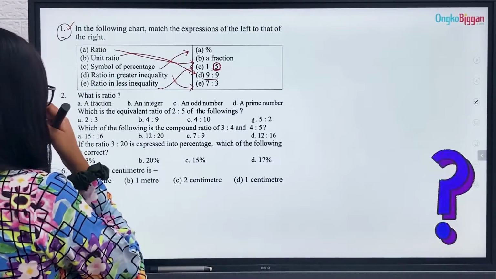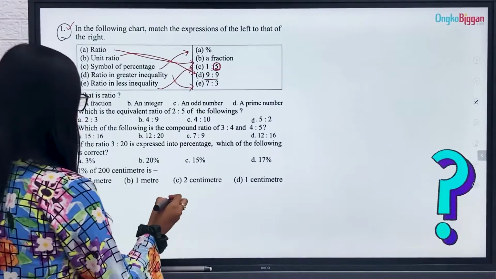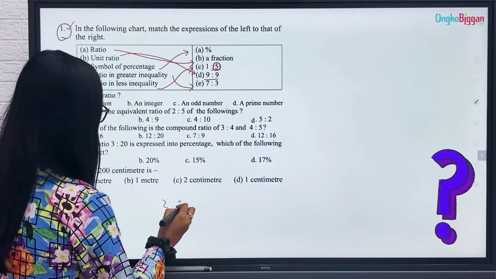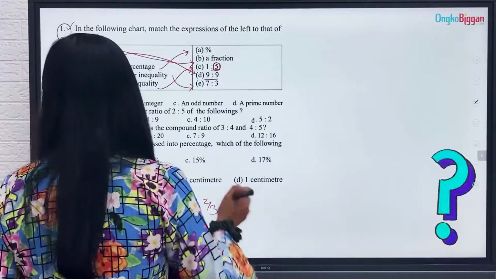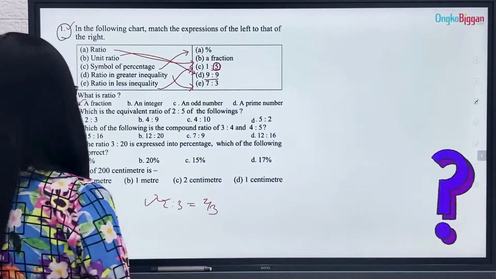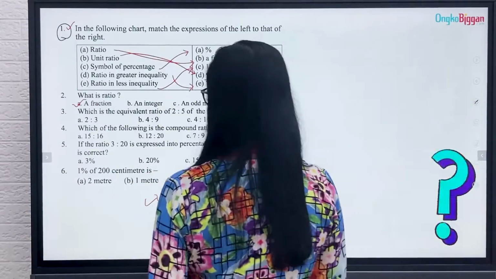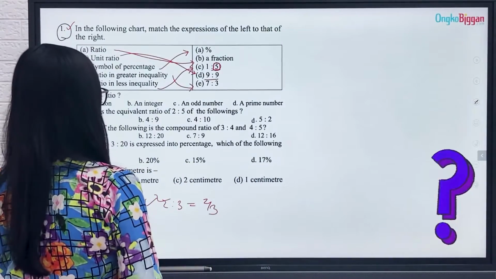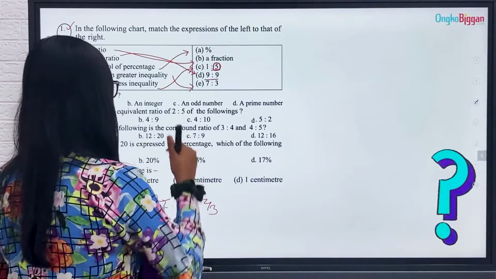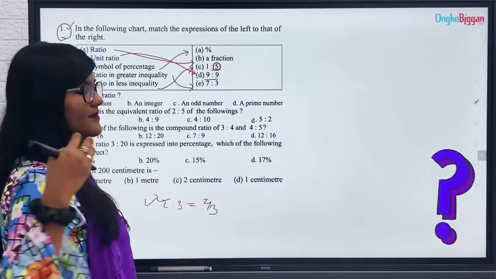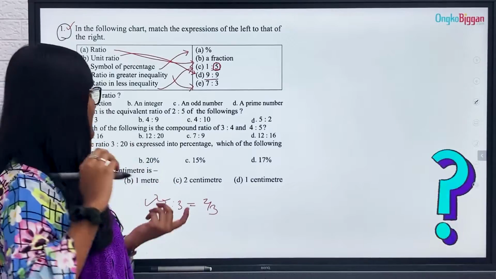So what is ratio? Basically ratio is a fraction, where we use the ratio sign instead of the fraction bar, like it can also be written as 2/3. So it's basically a fraction. Which one is the equivalent ratio of 2:5 of the followings? We have learned that an equivalent ratio is obtained if we divide or multiply by the same number, we get the previous one back.